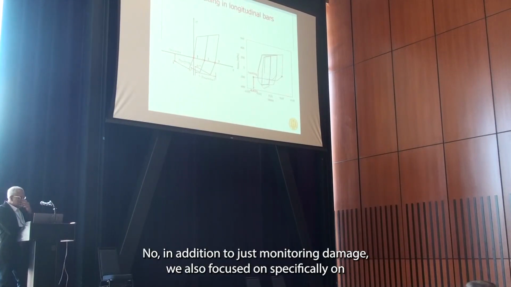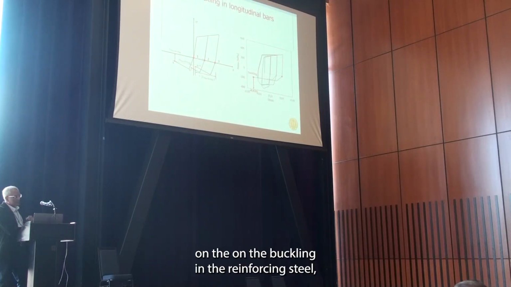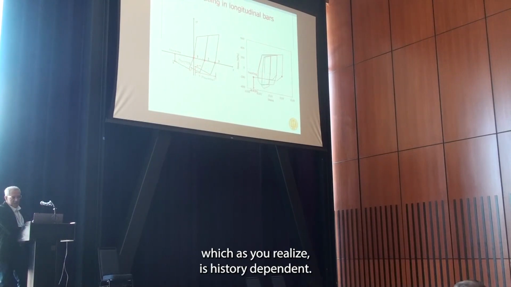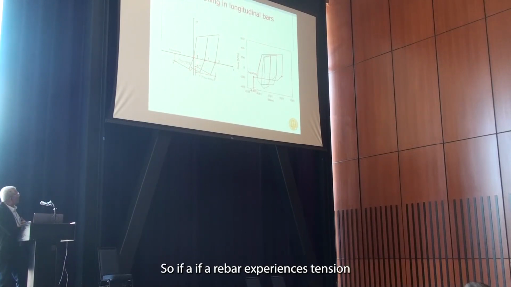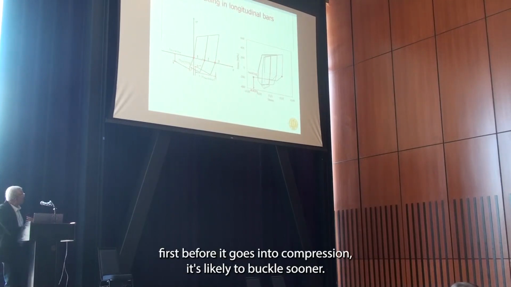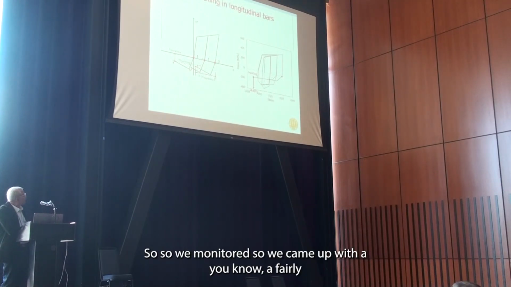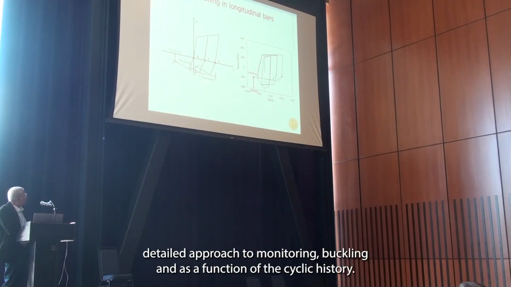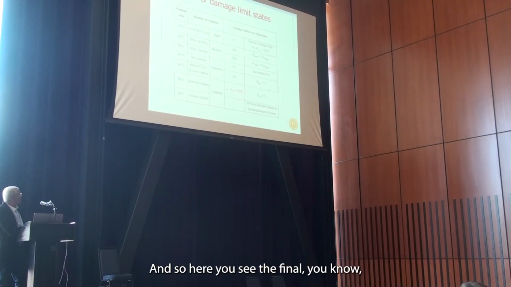Now, in addition to just monitoring damage, we also focused specifically on the buckling in the reinforcing steel, which, as you realize, is history dependent. So if a rebar experiences tension first before it goes into compression, it's likely to buckle sooner. So we came up with a fairly detailed approach to monitoring buckling as a function of the cyclic history.